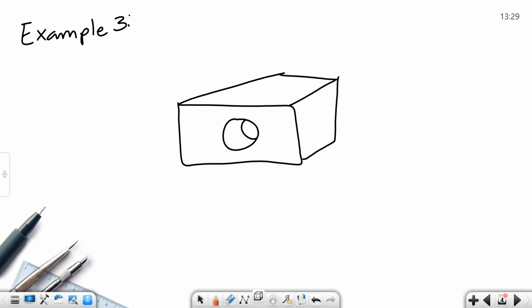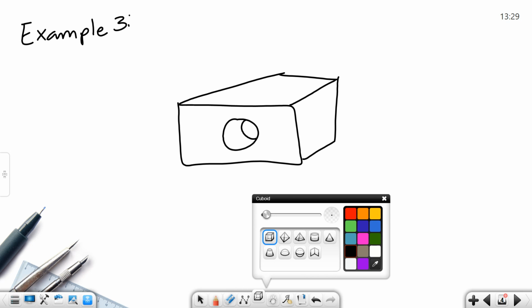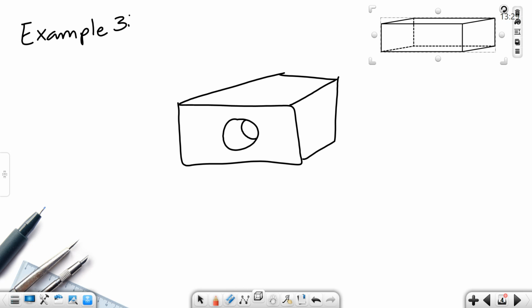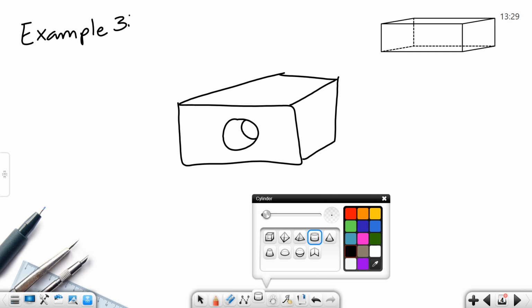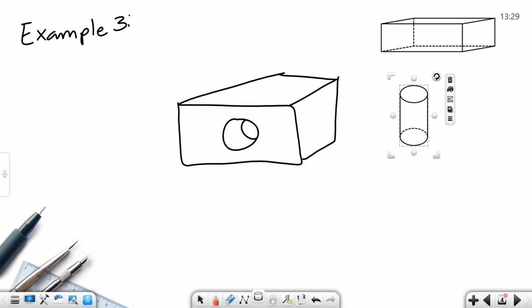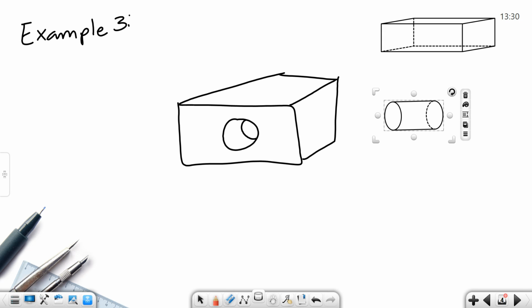For this next one, we have a cylinder cut out of a rectangular prism. We're going to break this into our prism, and we're going to treat this as if it were a complete cylinder. The difference this time, instead of adding these together, we're going to take the area of the prism and subtract out the cylinder.